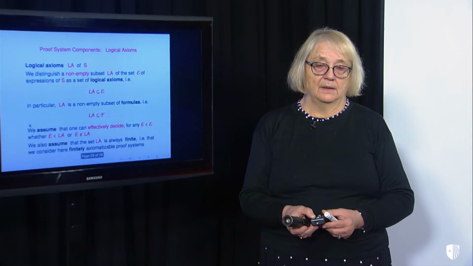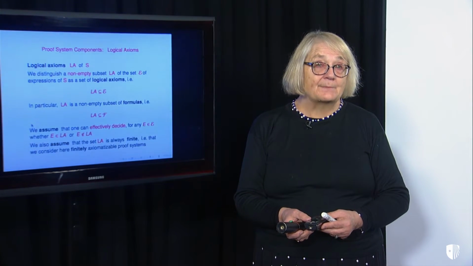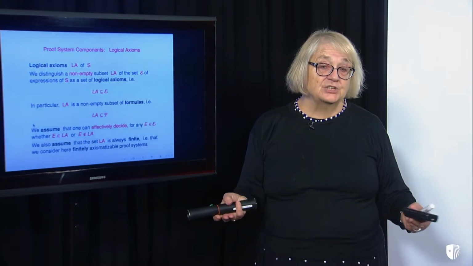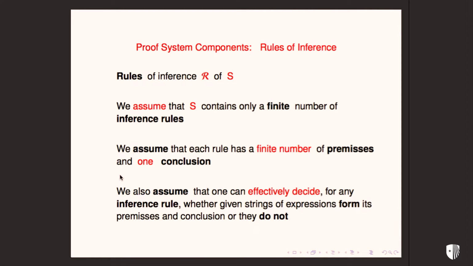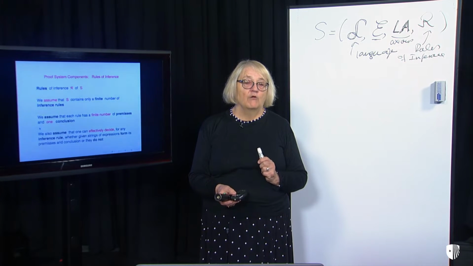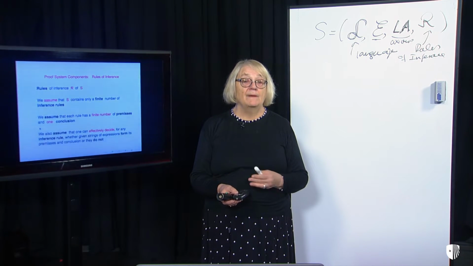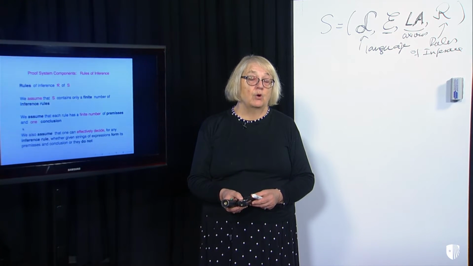So now we go to logical axioms. We distinguish a non-empty subset of the set of expressions, which we call logical axioms, and we assume that it's a finite set. Of course, we have the semantics and the rules of inference. We assume that we have a finite number of rules of inference. And also we assume that we can effectively decide for any inference rule whether a given string of expressions forms premises and a conclusion or not.